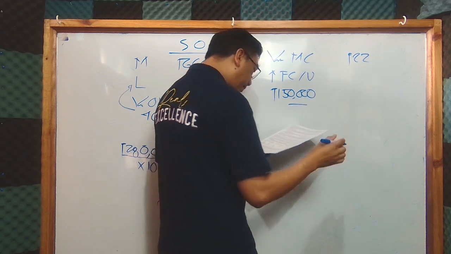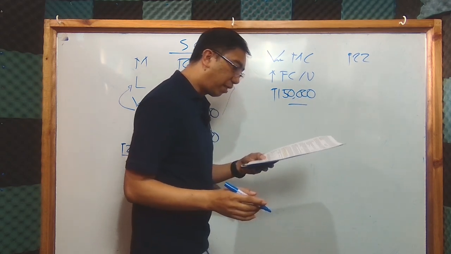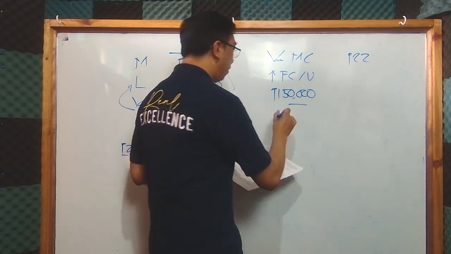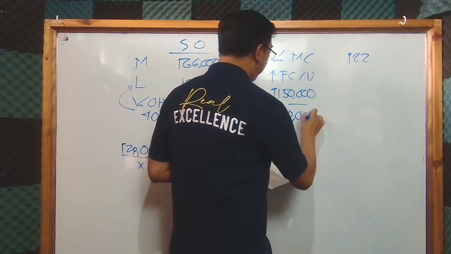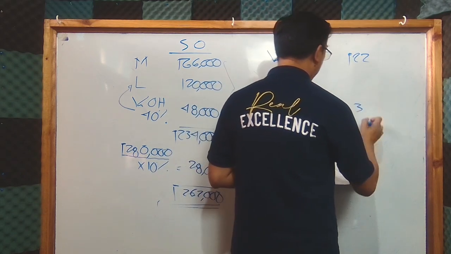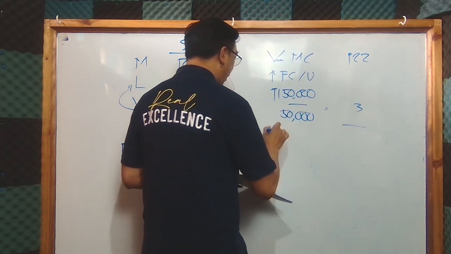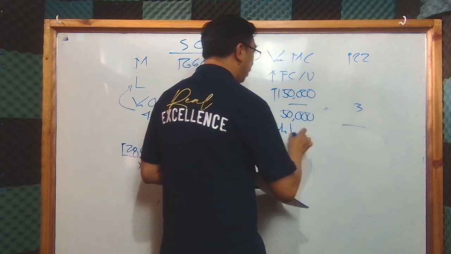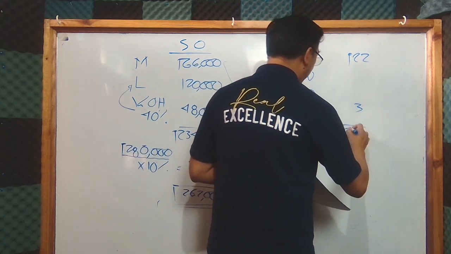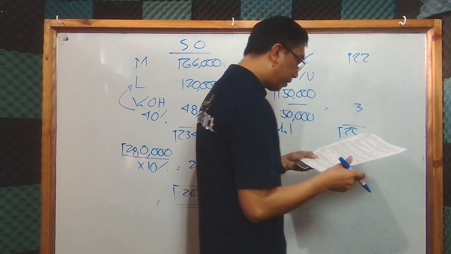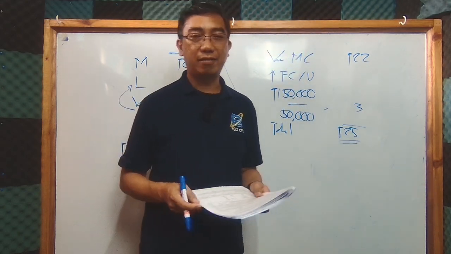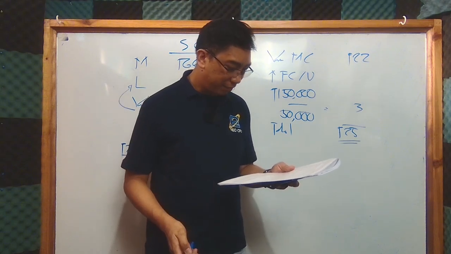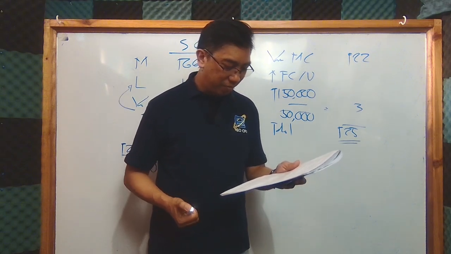150,000 divided by the company's special orders of 50,000, di ba? Divided by 50 will give us how much? That's 3 pesos. So magkano minimum price natin? So ito na yung total. The minimum price should be 25 pesos. Answer, class, 25 pesos. Letter B. Okay, letter B. That's number 51.